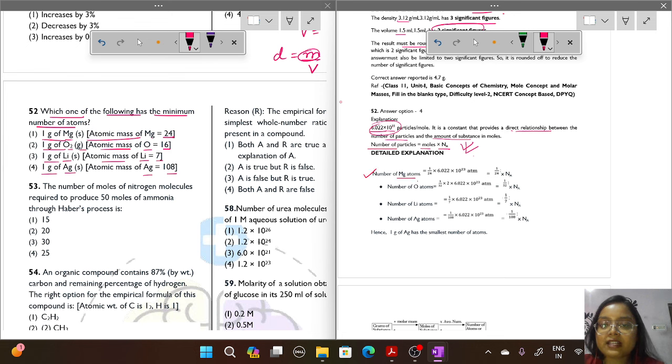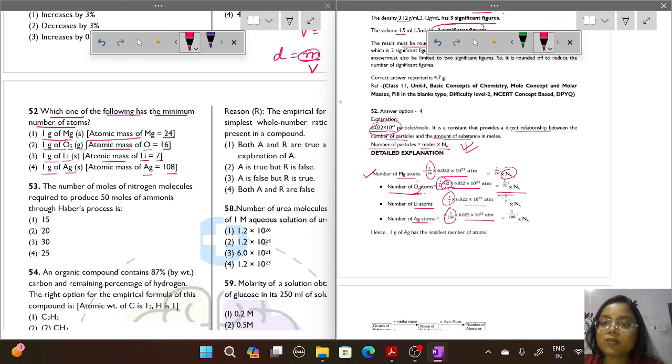So for number of magnesium atoms we will find out the number of moles. The number of atoms is 1 by 24 into Na. Na is the Avogadro number, we can write it as Na also. Okay. Now number of oxygen atoms is number of moles into Na, and here it is 2 Na. Why 2? Because 2 oxygen atoms are there in a molecule O2, therefore 2 is multiplied here, which is 1 by 32 into Na. Number of lithium atoms is 1 by 7 into Na, and number of silver atoms is 1 by 108 into Na.